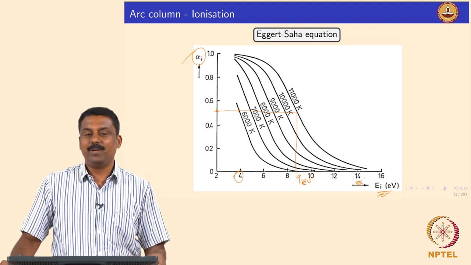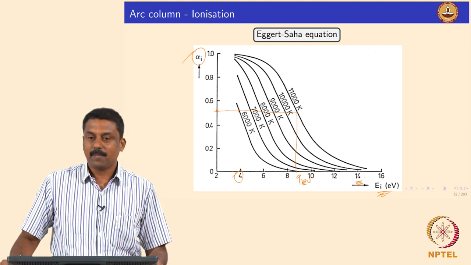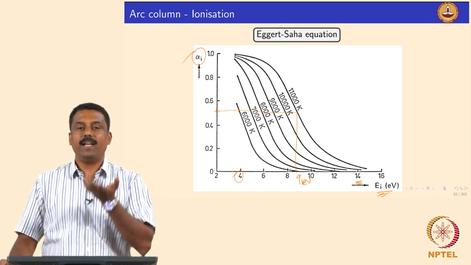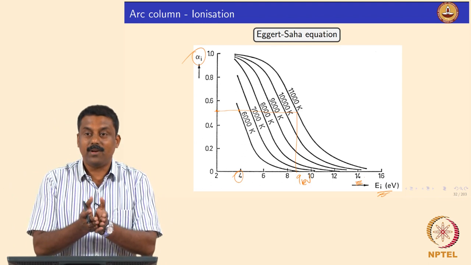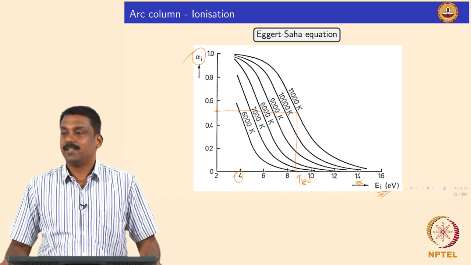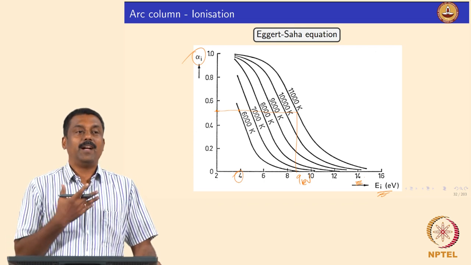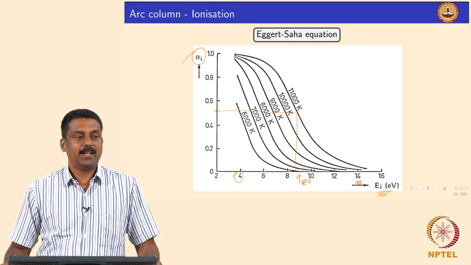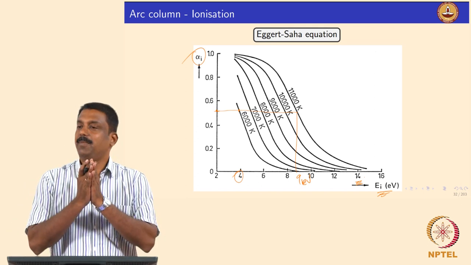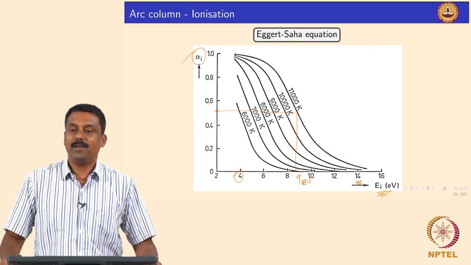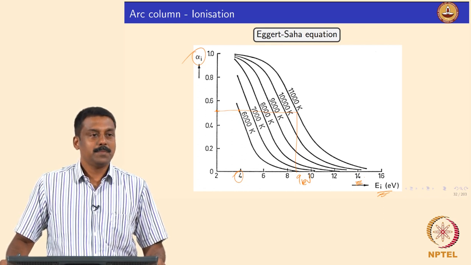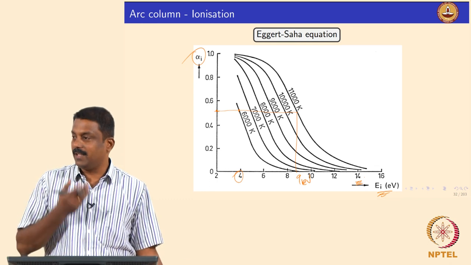When you use, for example, helium as a shielding gas, helium has the highest ionization energy. So when you ionize helium, the system temperature must also be very high, and the arc temperature will be very high. Suppose you are ionizing in a metal vapor, which generally has very low ionization energy. Then the arc temperature would be very low compared to a system with helium or argon. Is that clear? Good. And this curve is clear, right? This is nothing but the Saha equation.